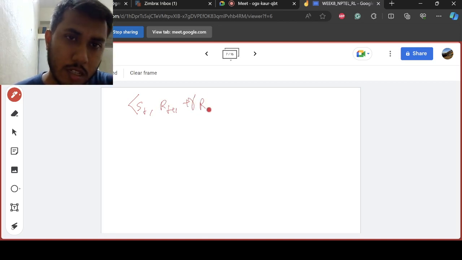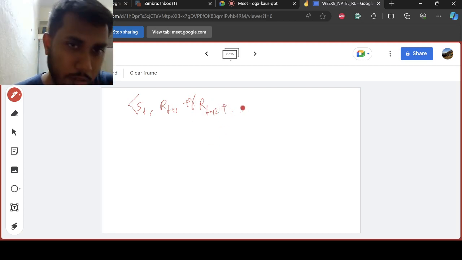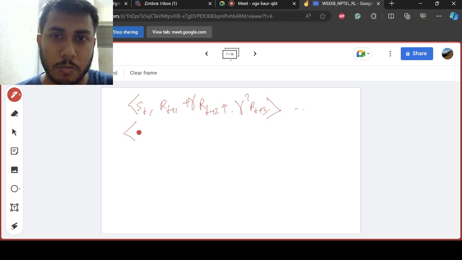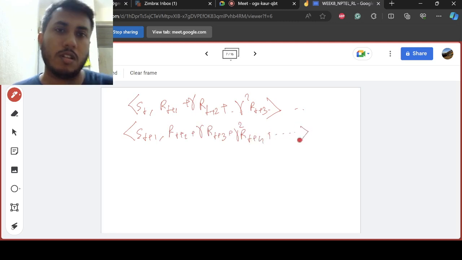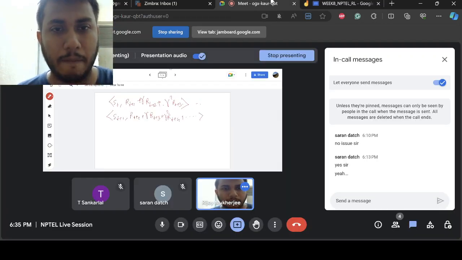gamma rt plus 2. I will first write the equation, then I will come back to you. Gamma square rt plus 3 dot dot dot, or it could be st plus 1, the next one, rt plus 2 plus gamma rt plus 3 plus gamma square rt plus 4 plus dot dot dot. Okay, so this kind of data sets you will be having.